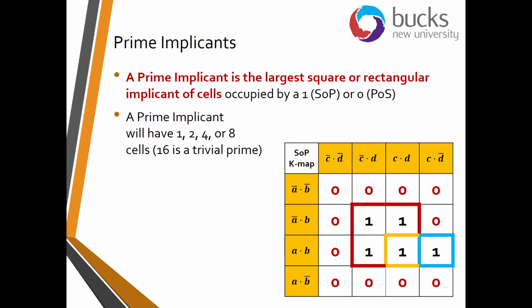A prime implicant then is the largest square or rectangular implicant of cells occupied by a 1 for SOP or 0 for POS. A prime implicant will have 1, 2, 4, 8 or 16 cells. Now in the case of 16, if you've got 4 inputs, that would be the whole map, everything would be 1 in SOP, or everything would be 0. That's what we call trivial, because there's no point really. If you've only got one output and it's always 1, or always 0 for POS, then it's trivial because it's a waste of time. So normally the groups would be 1, 2, 4, possibly 8 in SOP or POS on 4 inputs.